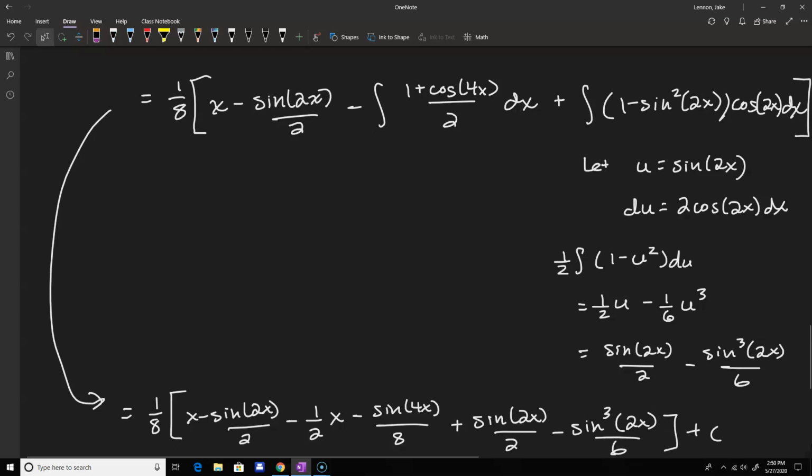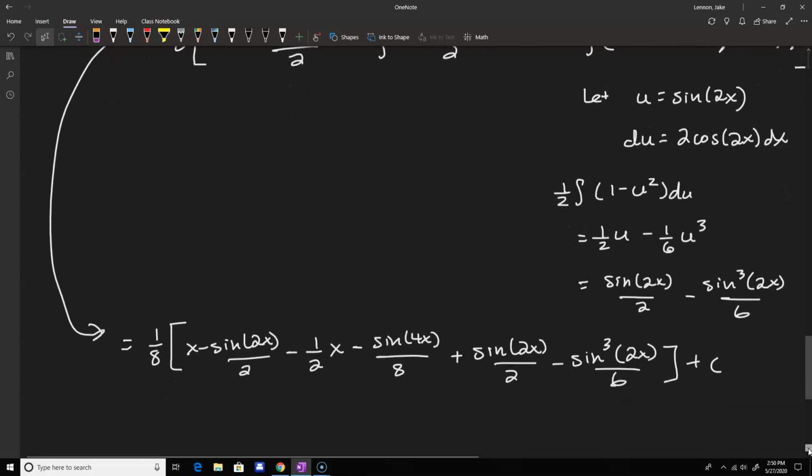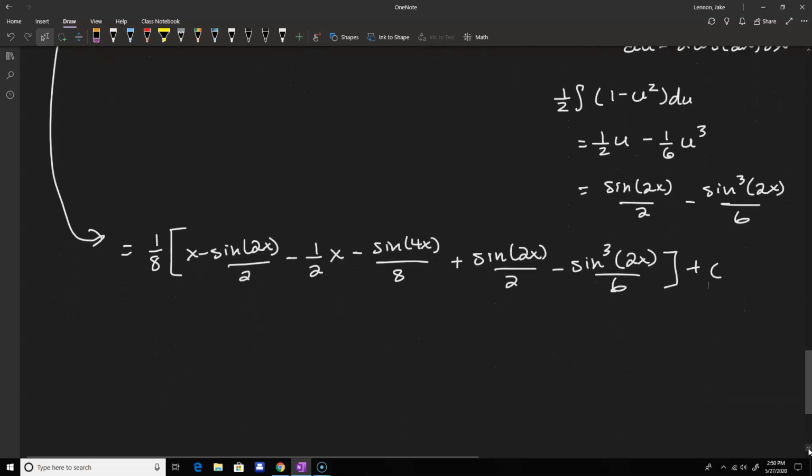So let's collect all our terms and see if everything agrees. I believe it should. So we have x minus 1/2 x, which is 1/2 x times 1/8. So we get 1/16 x. And then we have a minus sine of 2x over 2 and a plus sine of 2x over 2. So interestingly enough, this term cancels with this term. So those drop out. Then we have sine of 4x over 8 times 1/8. So we've got minus 1 over 64 times the sine of 4x.